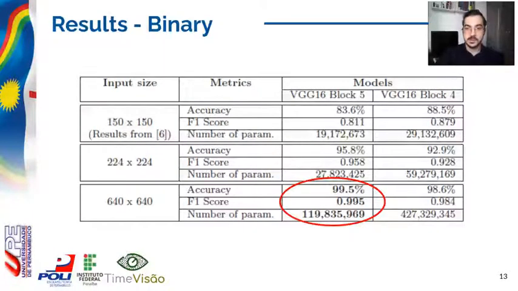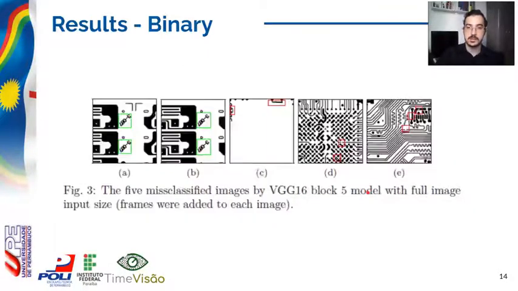Those are our results. The best model achieved 99.5% accuracy with all convolutional blocks from VGG16 and the full image input size. This is an interesting result because previously, with the reduced input image size, the accuracy was 83.6%, and just increasing the input image size, there is a jump to 99.5% accuracy.